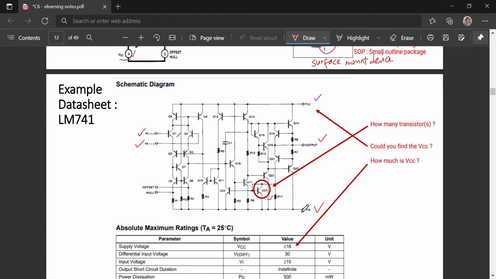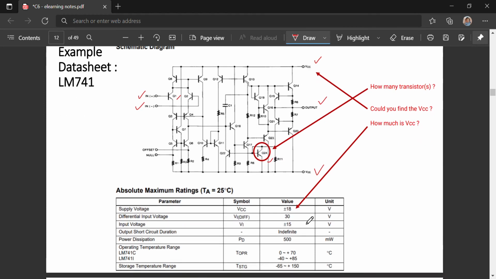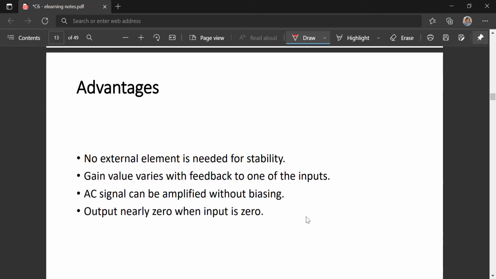So the voltage supply for this LM741 is plus minus 18 volt. Okay, this can be found in the datasheet. So different companies will provide different supply voltages for the op-amp. The advantages of the op-amp are listed below.